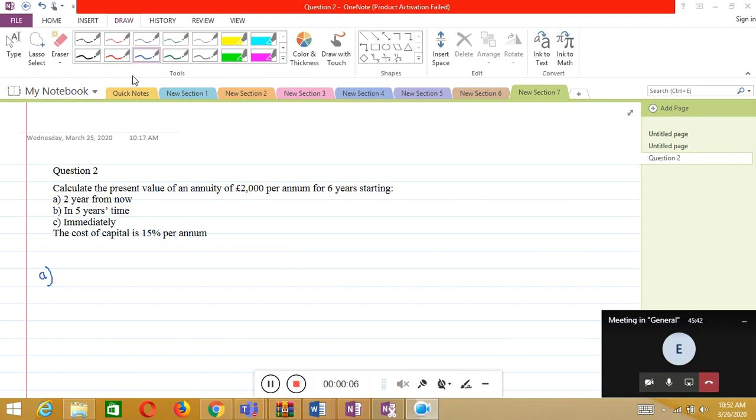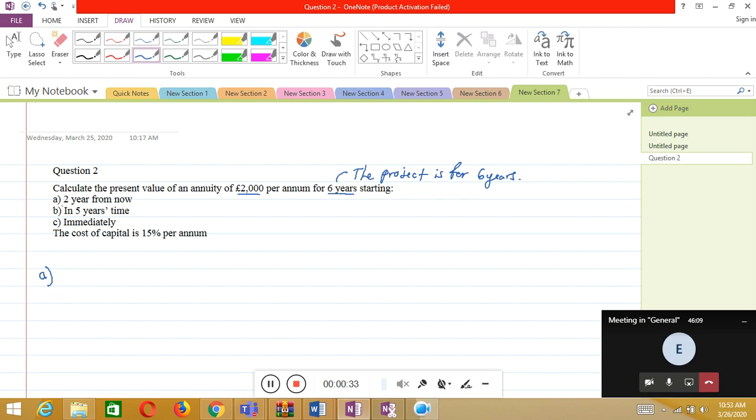Now, in question number 2, everyone get ready here. In question number 2, if you look at it, calculate the present value of an annuity of 2000 for 6 years. Remember, the project is for 6 years. Is that okay?